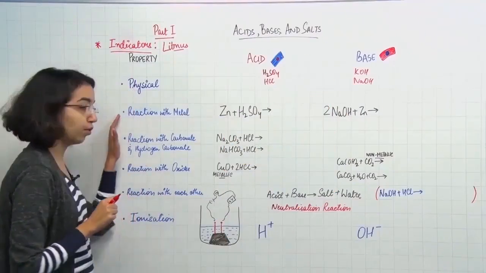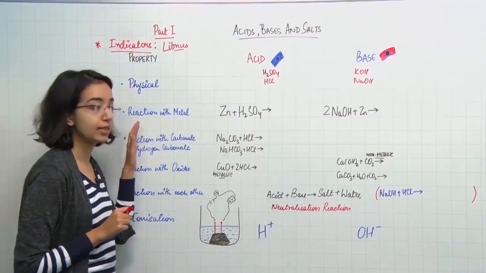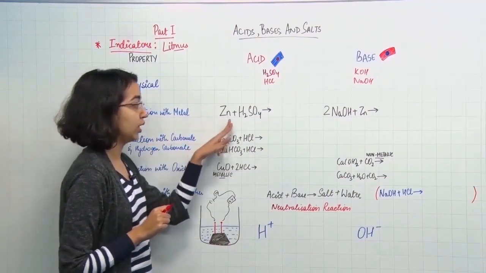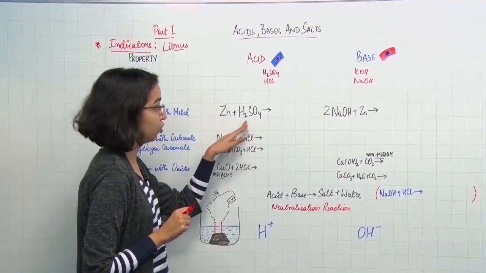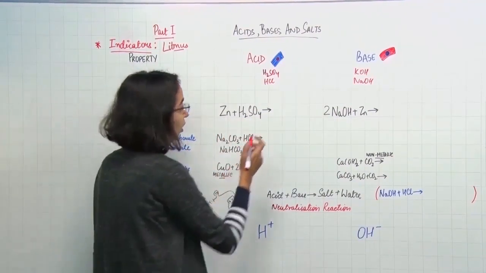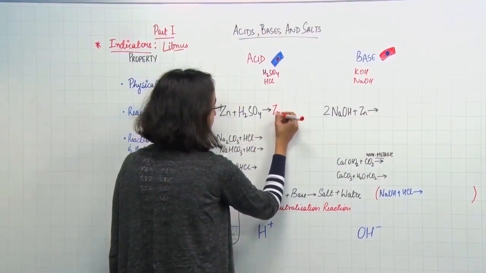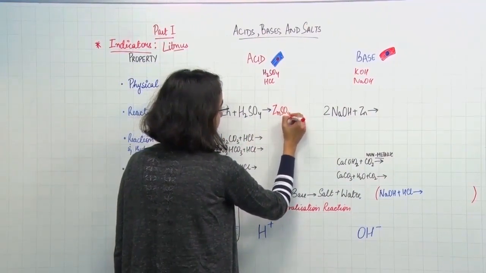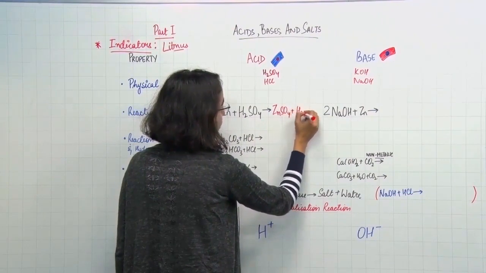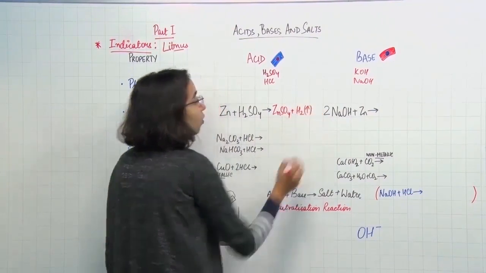The first chemical property is reaction with metals. When you take a metal and react it with an acid, H2SO4 for example, which we have taken here, it forms a salt and releases hydrogen gas in the environment.